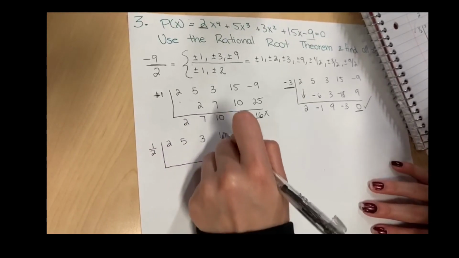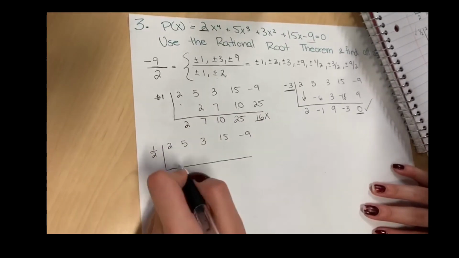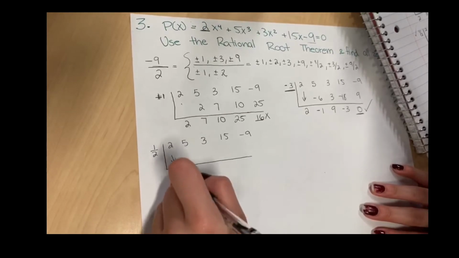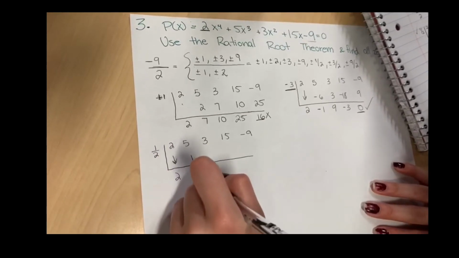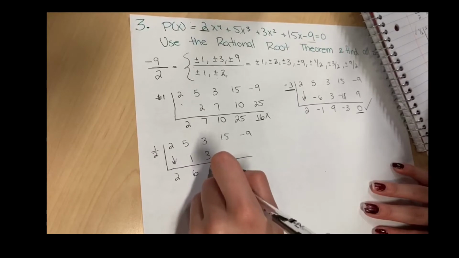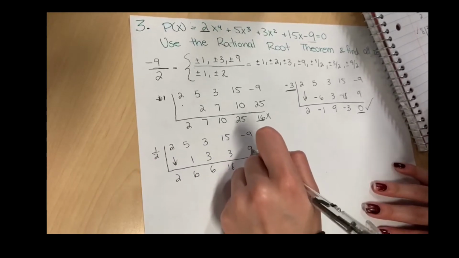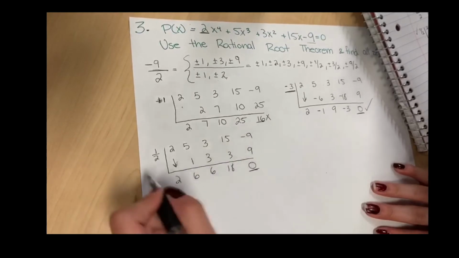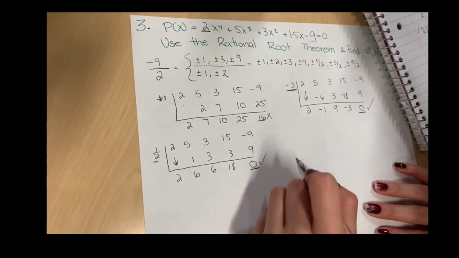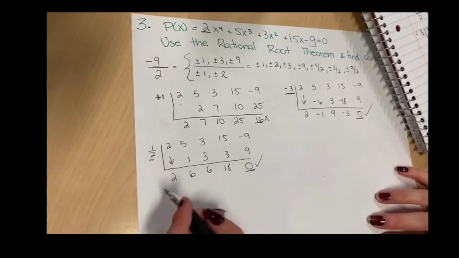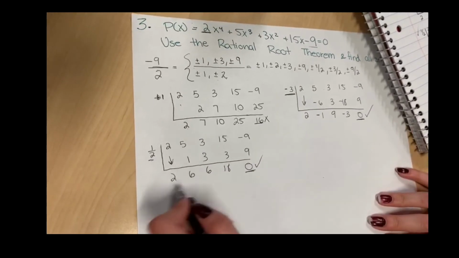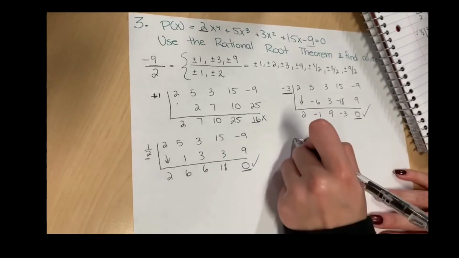So that is correct. The next one will be the half. And we're going to use a matrix on that as well. So the 2 just goes down. Half times 2 is 1. 5 plus 1 is 6. Half times 6 is 3. 3 plus 3 is 6. Half times 6 is 3. And 15 plus 3 is 18. And half times 18 is 9. Negative 9 plus 9 is 0. So that works out as well.